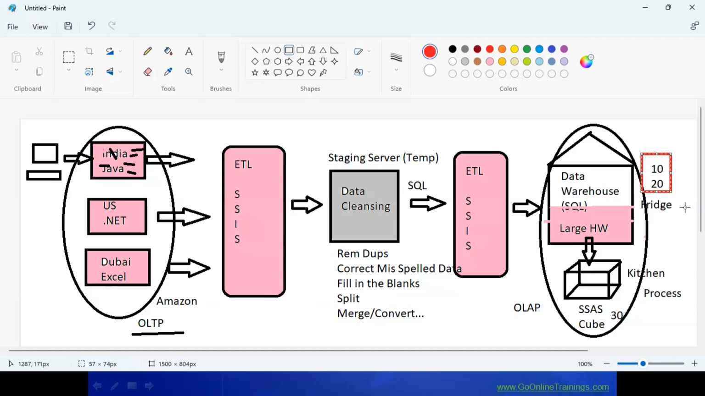Vegetables you put in the refrigerator, but that does not mean the refrigerator will process the food. Clear? You have to go to the kitchen, cut the vegetables, marinate them, cook them, boil them, spice them. A lot of circus you have to do. All of them will be done by SSIS. So SSIS is going to be processing the data.